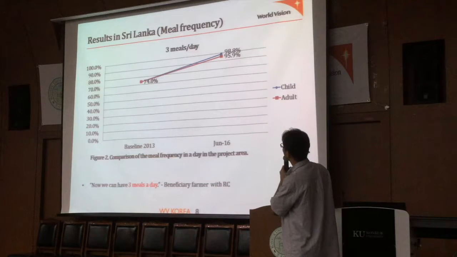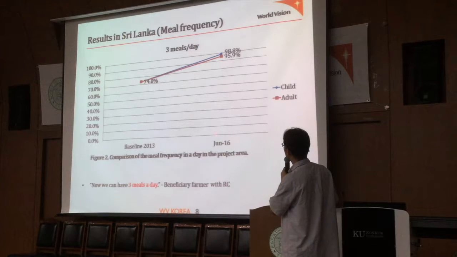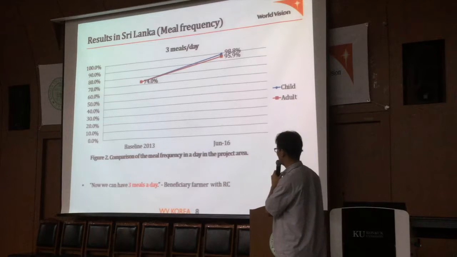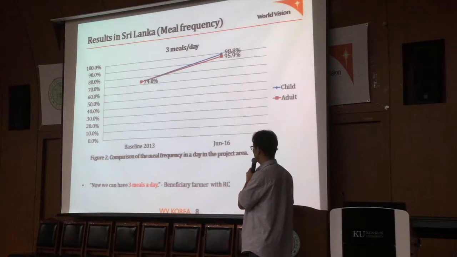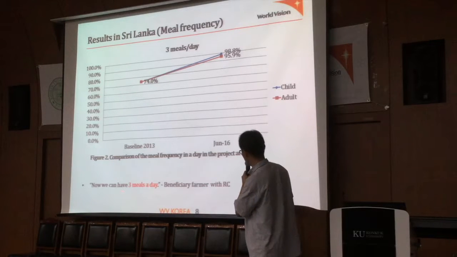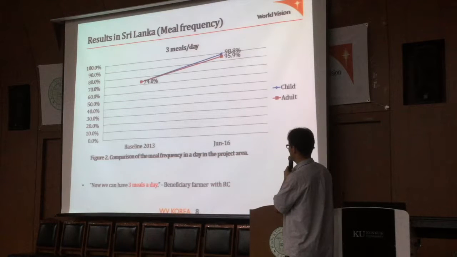And this is the milk frequency, which also improved through this project. The baseline is 74%, but this year it is 98% for the child and 95.5% for the adult. So this is also a benefit for farmers, the qualitative data.